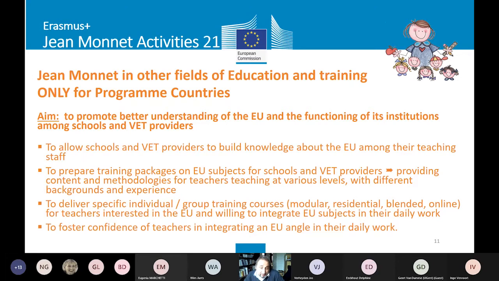So the aim, as it is written, is to promote a better understanding of the EU and the functioning of its institutions among schools and VET providers, because these two levels of education are less touched by the EU in general. Here the teacher training is to prepare a training package on EU subjects for schools and VET providers, to train teachers so that they themselves can afterwards give some little modules in their classes. It is aimed at teachers interested in the EU and willing to integrate EU subjects in their daily work, and at the end it is to foster the confidence of teachers in integrating an EU angle in their daily work.